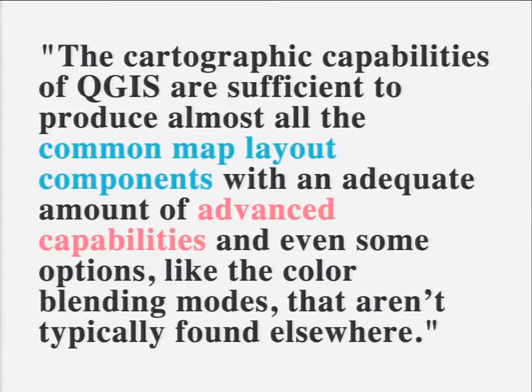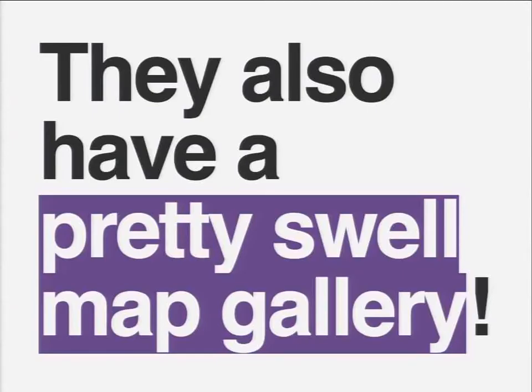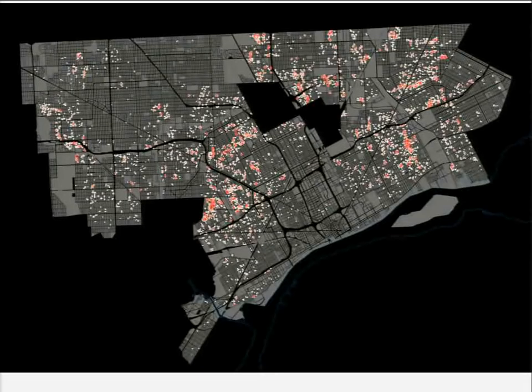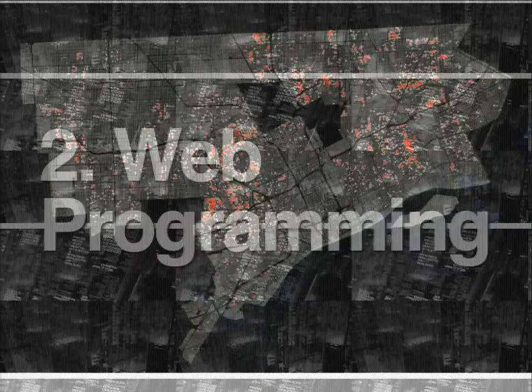The cartographic capabilities of QGIS are sufficient to produce almost all the common map layout components with an adequate amount of advanced capabilities and even some options like color blending mode that aren't typically found elsewhere. So QGIS can do a lot of different things, and it definitely is more of the point and click type of software. And they have a pretty swell map gallery with some beautiful maps that people have made with QGIS.